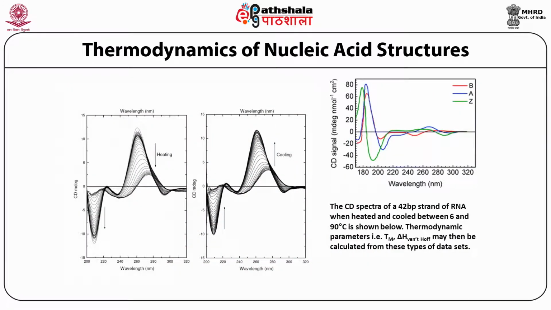You can see here, as we heat the nucleic acid, its CD value changes and a decrease in CD value is observed clearly. And in the right panel, you can see the CD spectra of different types of DNA, like A-DNA, B-DNA, and Z-DNA.